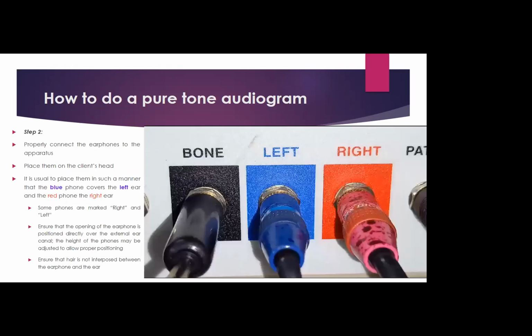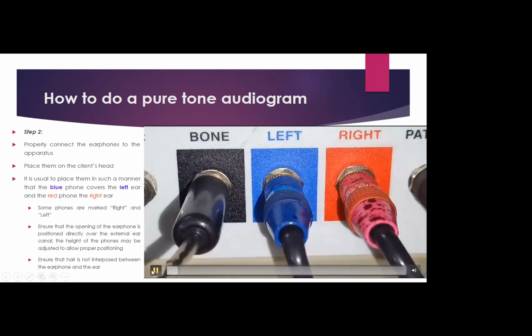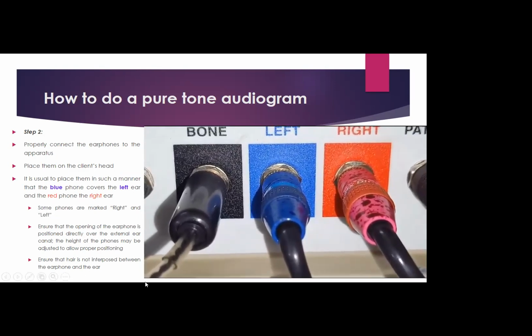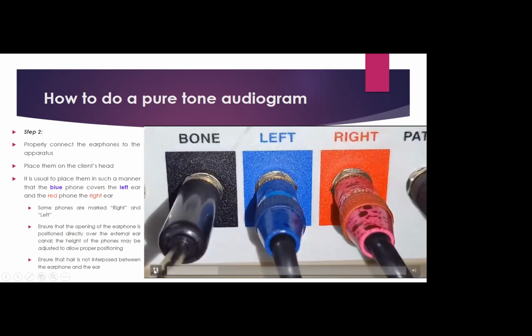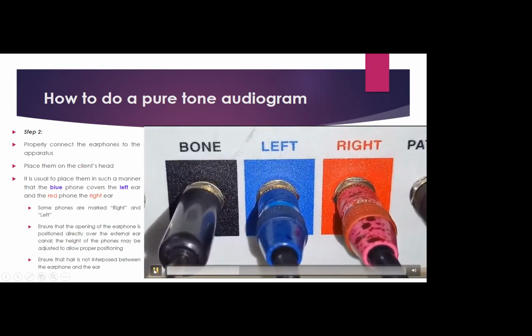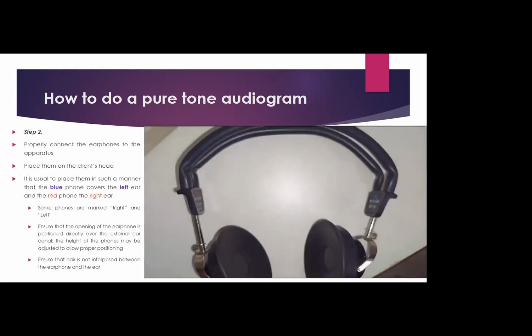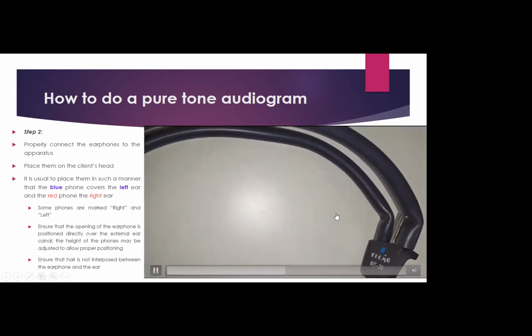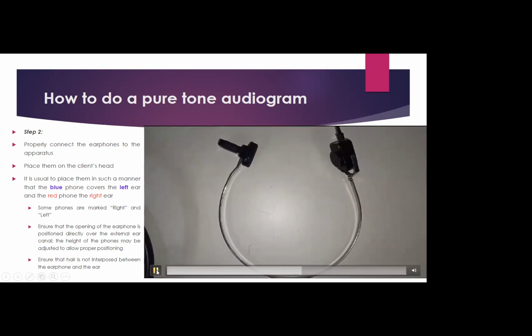Then we need to connect the various transducers in their respective jacks correctly. The international code goes that red is to be used for right and blue for left. So we can see this red dot and blue dot, red for right, blue for left. Usually the BC vibrator is shown in black only.